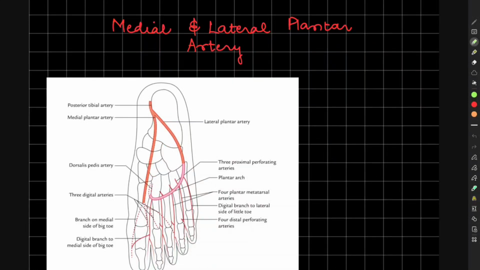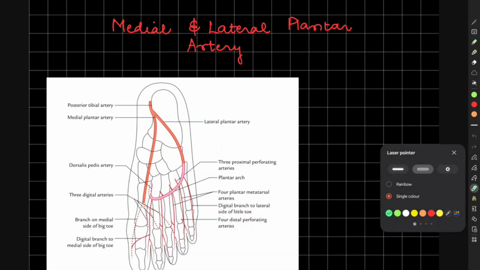Everyone, welcome back. The previous video remained incomplete because of some technical glitches. Continuing with the chapter, in this video I'll be completing the medial and the lateral plantar arteries.